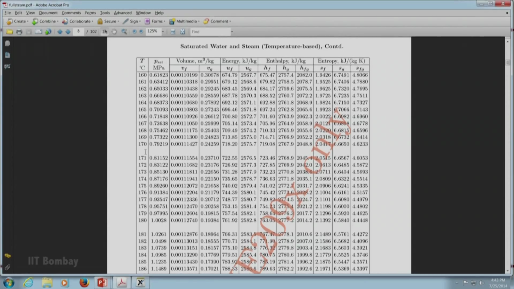T is equal to 170 degree centigrade, we can go to the enthalpy part and we can see that HF and HG are these values. Just note down these two values of HF and HG. So let us come back to the problem solving now.